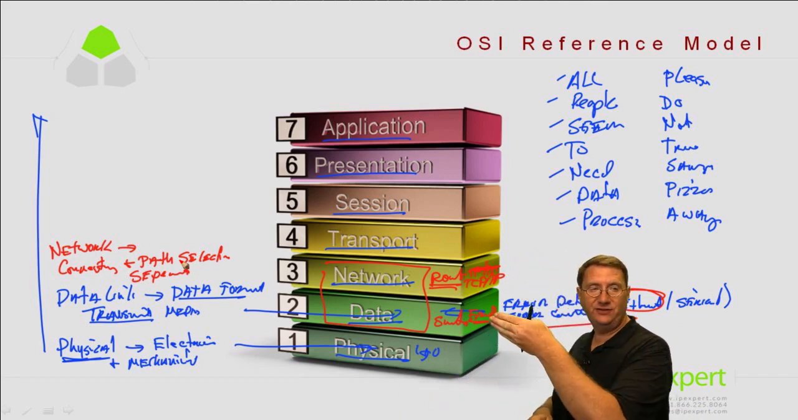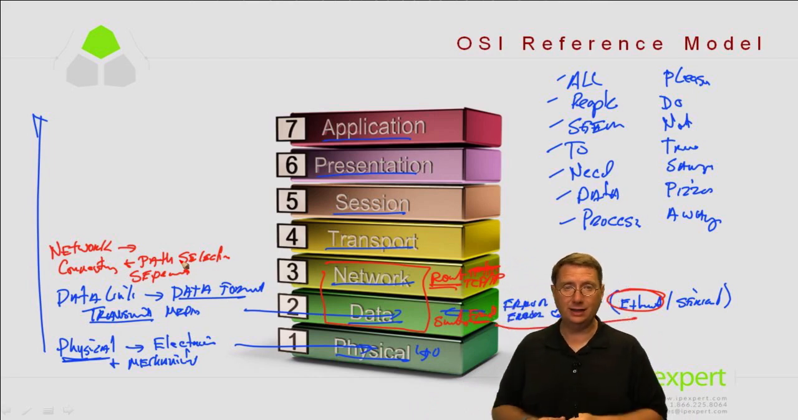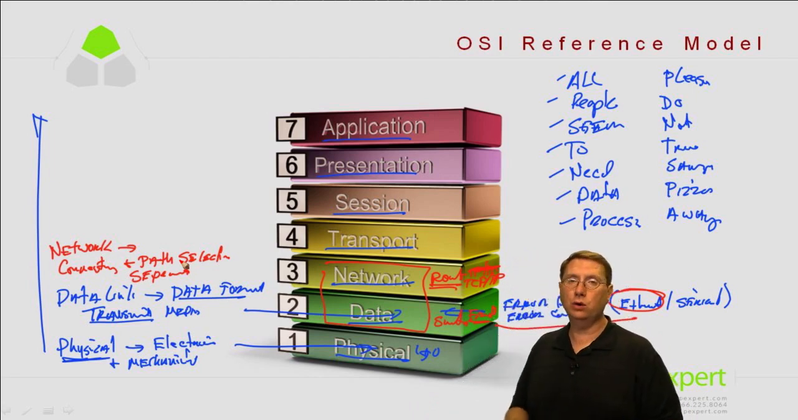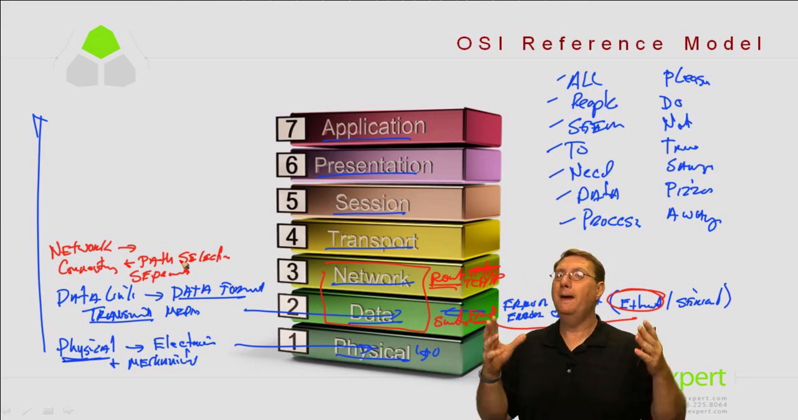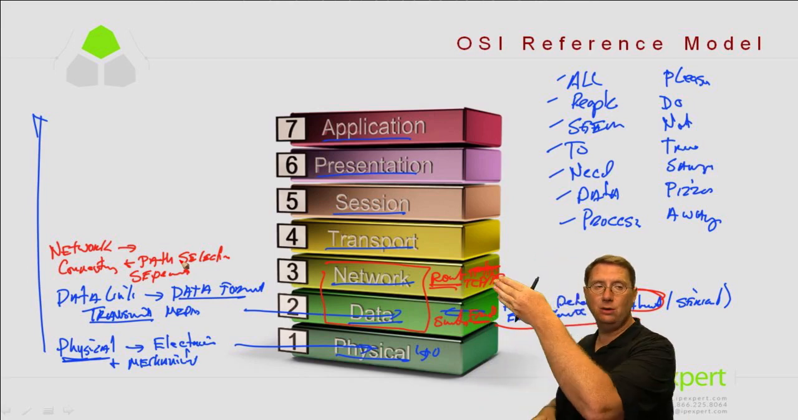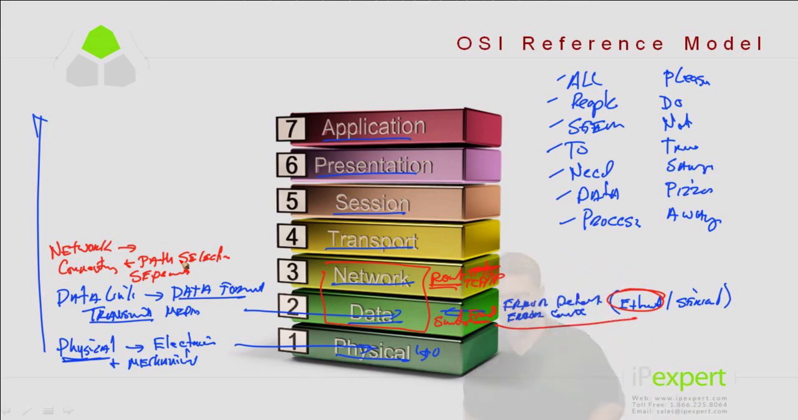Now predominantly at the data link layer, since we're working with Ethernet, we're going to be working with network interface cards, and that means we're going to be working with burned-in addresses. At the network layer, that's where we are going to be deploying our logical addresses. So when it comes to data link, it's our MACs, our physical or burned-in addresses. When it comes to networking, it's going to be our IP addresses, or our logical addresses.